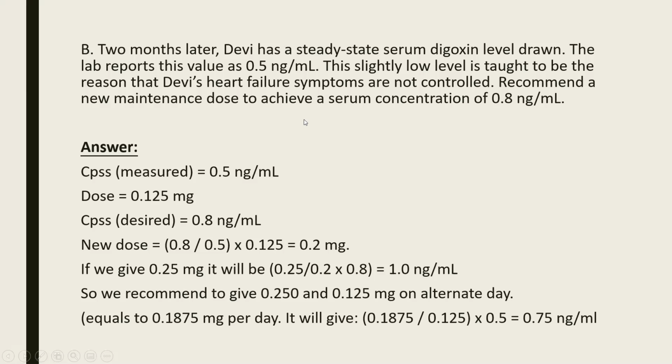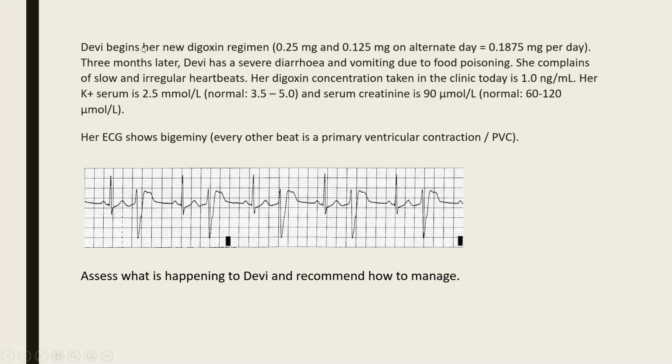So now Devi begins her new digoxin regimen, 0.25 milligram and 0.125 milligram on alternate days, which is equal to 0.1875 milligram per day. Three months later, Devi has severe diarrhea and vomiting due to food poisoning. She complains of slow and irregular heartbeats. So does it correspond to digoxin toxicity?